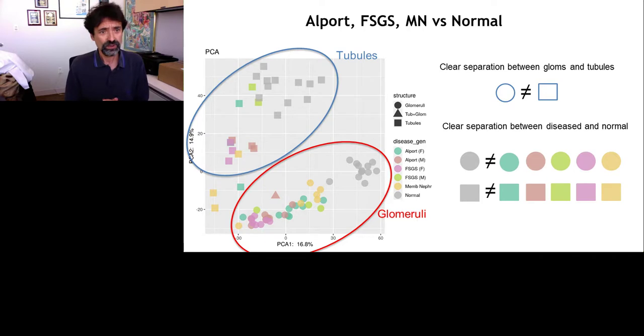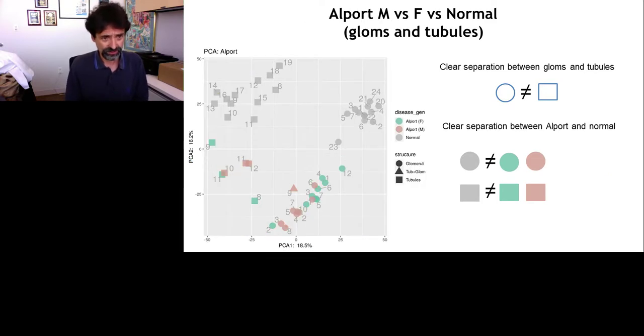We next went more granularly, and we tested each single disease. So we started from Alport disease, the genetic disease, and it was compared against the normal glomeruli. And as you can see here, the squares, the tubules, segregate differently from the tubules of Alport patients, and the dots again were well separated from the dots of the Alport patients.